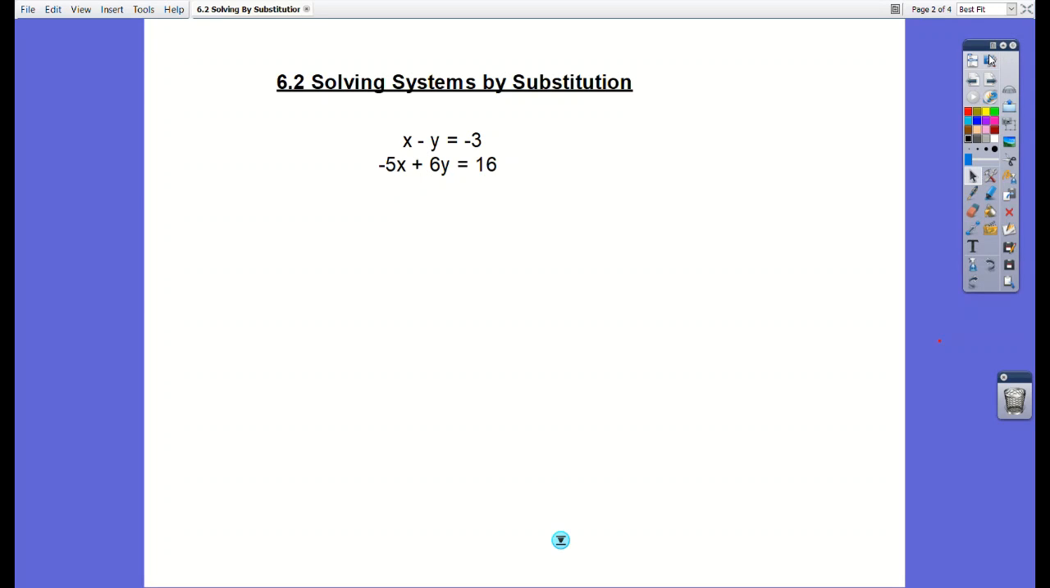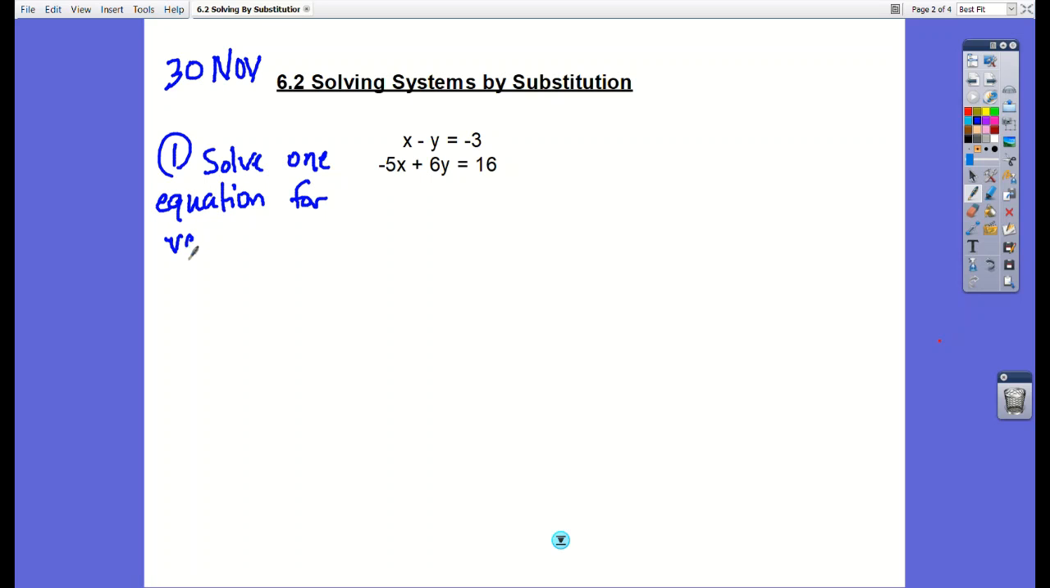All right. So write down this equation. We're just going to start solving right away. Before we solve, though, the first thing you're going to want to do is solving by substitution. I'm going to write some steps over here to the left. We want to solve one of our two equations for one of the variables. Solve one equation for one variable.